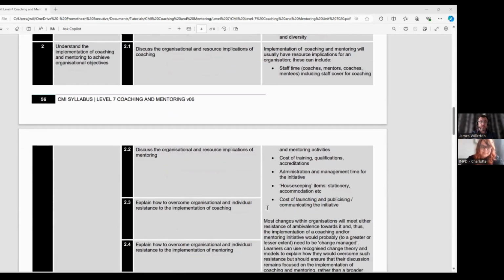On learning outcome 2, then we're going to understand the implementation of coaching and mentoring to achieve organizational objectives. Okay. So again, we're doubling up here. 2.1 and 2.2 is the same question, just asked around coaching and mentoring, but again, please treat them separately if you can. Indicative content here is again pretty straightforward. So things like cost of the training, staff time, maybe external consultants if they're external coaches. There's some fairly straightforward organizational and resource implications for doing both these things.